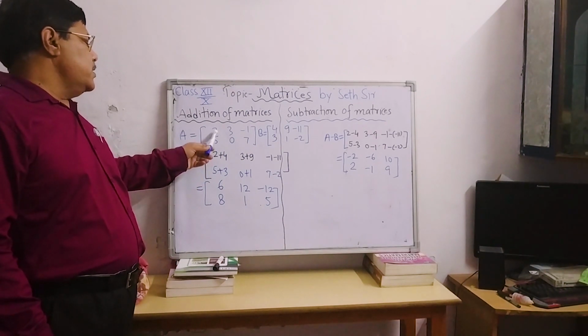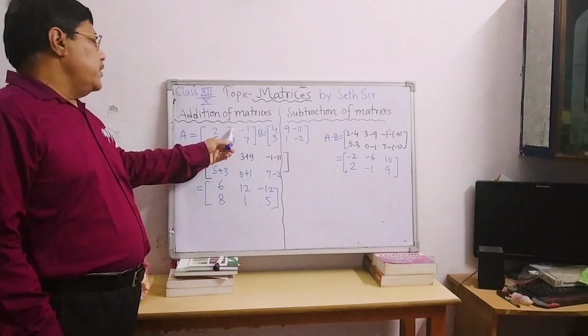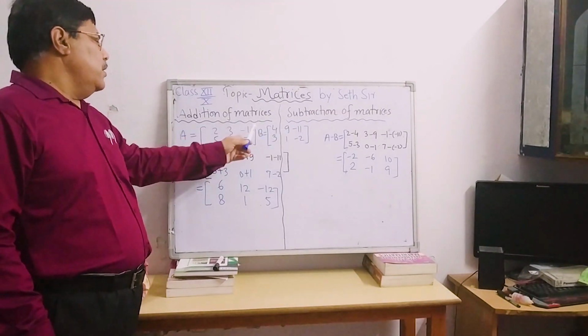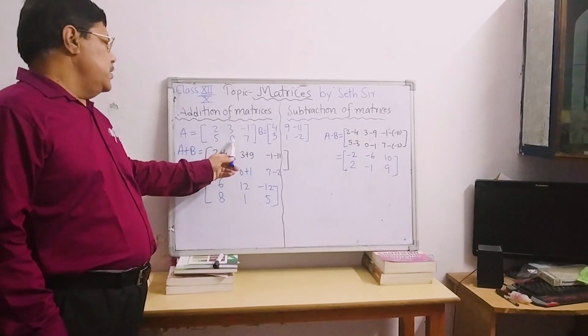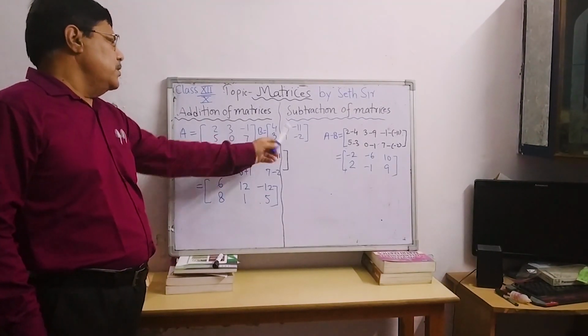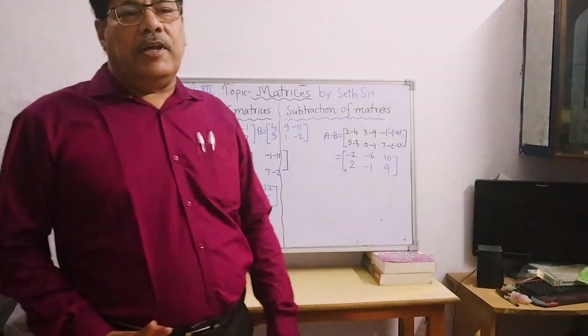To add them, the first element of this matrix and the first element of this matrix will be added. The second element with the second element. Similarly, this with this, this with this, this with this. Now add them and solve it simply. Okay, you will get the answer.